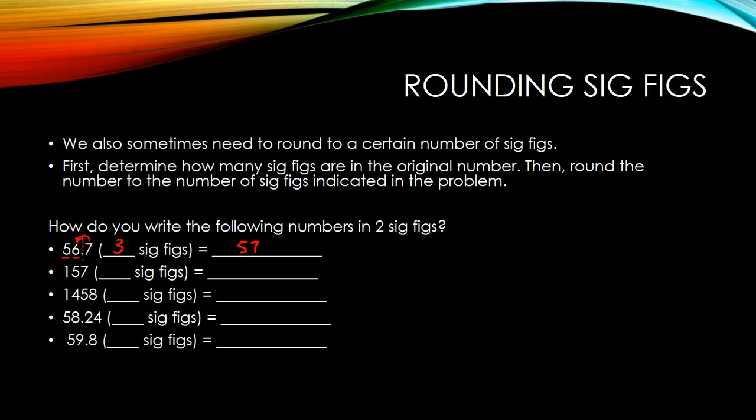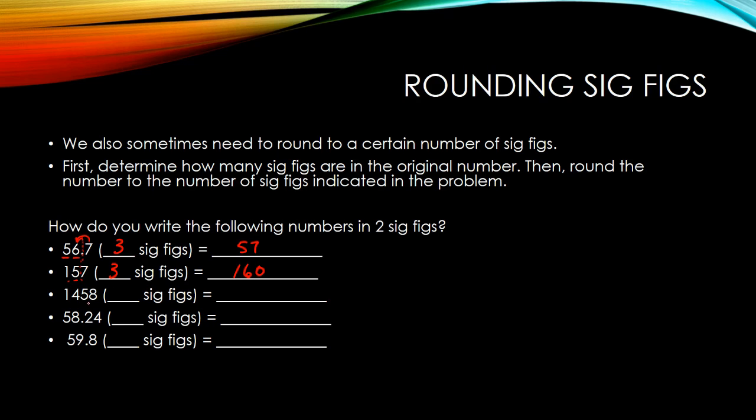All right, let's look at another one. We got 157. Again, this one has 3 significant figures originally. So we do the same thing. We keep the 1, we keep the 5, and then we look. Does 7 round up? Of course it does. So the 7 causes the 5 to round up to a 6, making this 160. And remember, this only has 2 sig figs because there's no decimal point here. So as long as we don't add the decimal point, it's only 2 sig figs.